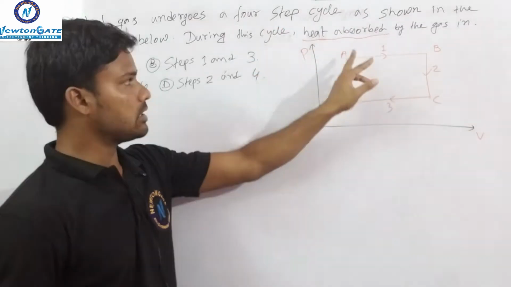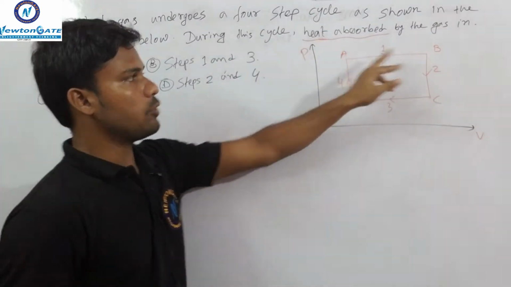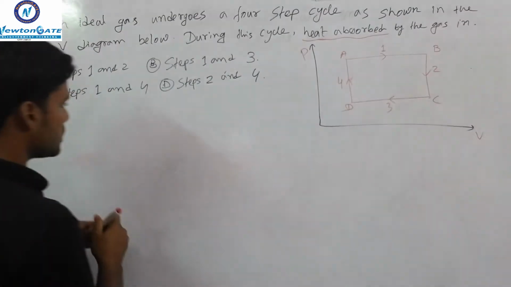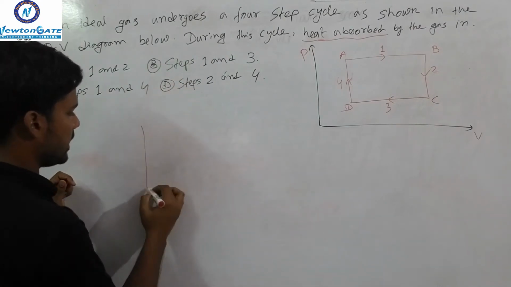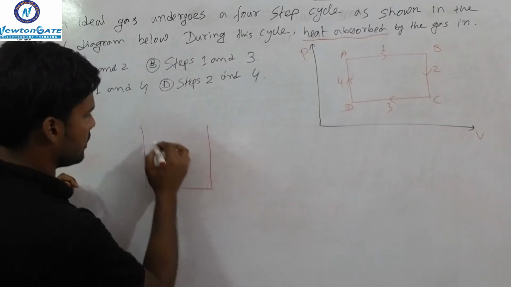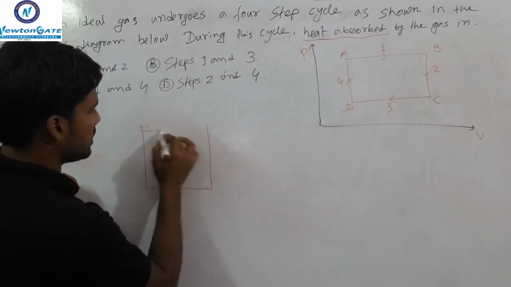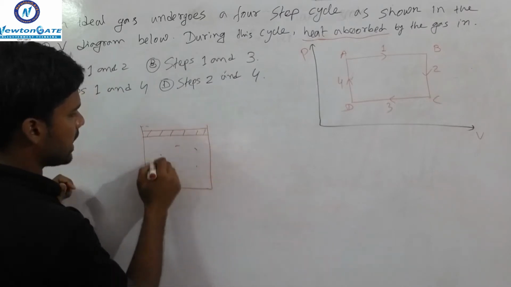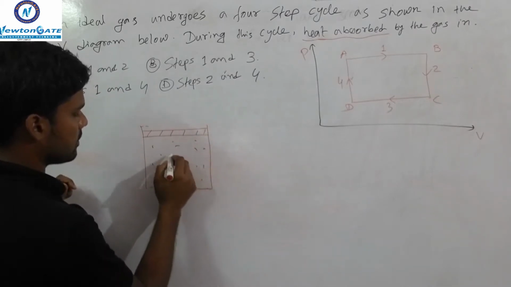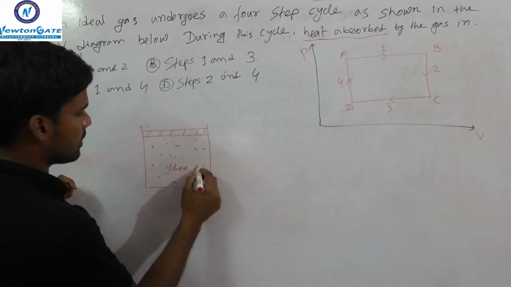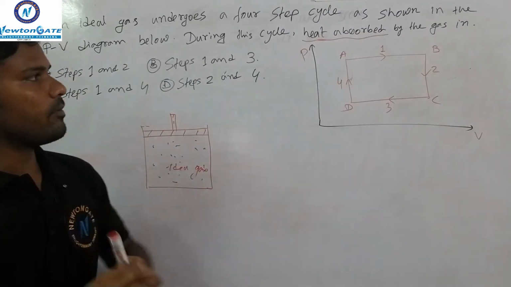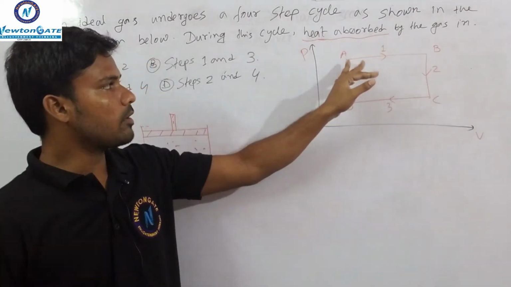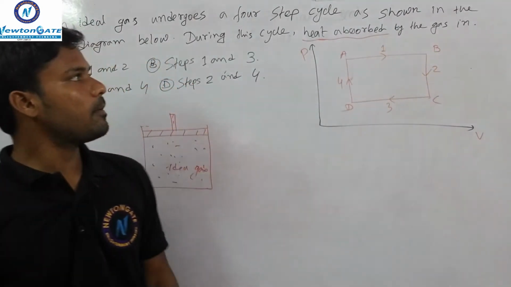So first we go for step 1, that is whenever the gas goes from A to B. For this type of question, you can just imagine a cylinder like this. This is a fixed cylinder, or it has a fixed piston like this. It contains ideal gas. In the first step, the gas undergoes the change from A to B.